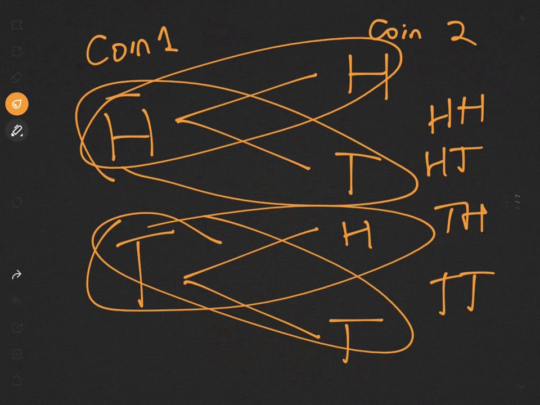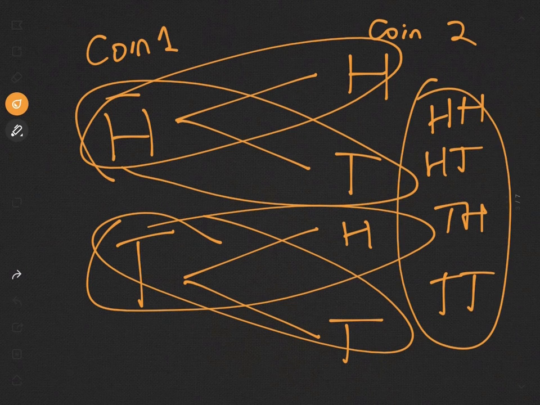And you can see that out of these 4 possibilities, only one of them is what we were looking for, which is the probability of both flips being heads. So that's why this multiplication rule worked.